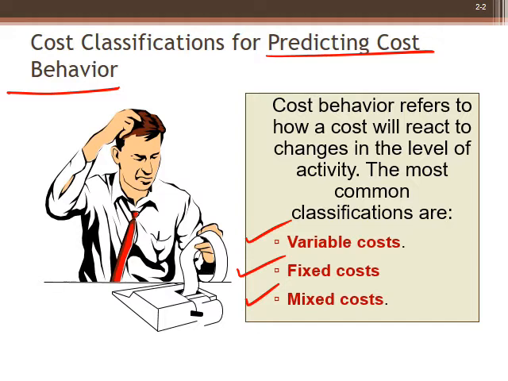So quite frequently, it is necessary to predict how a certain cost will behave in response to a change in activity. For example, a manager may want to estimate the impact that a 5% increase in sales would have on the company's total electric bill. So this kind of behavior, we can categorize as variable cost, mixed cost, fixed cost.